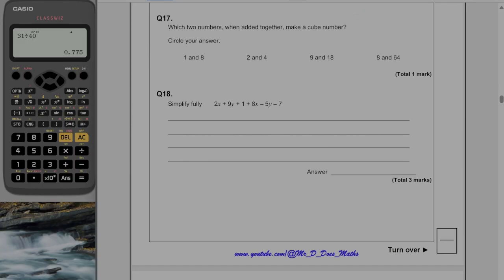Question 17. Which two numbers when added together make a cubed number? So we'll add them together. So 1 plus 8 is 9. 2 plus 4 is 6. 9 plus 18 is 27, which I know is a cube number. And then 8 plus 64 is going to be 72. So that's our cubed.